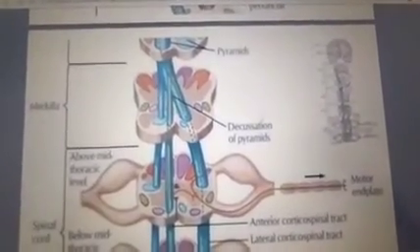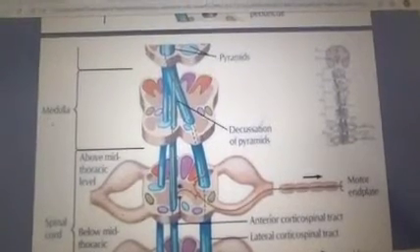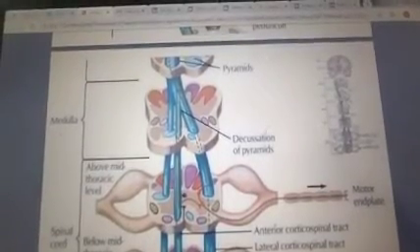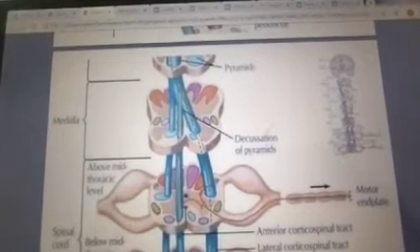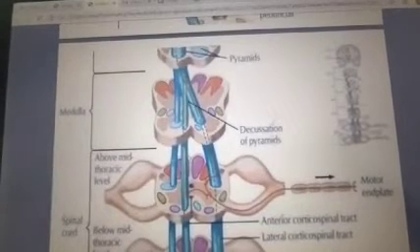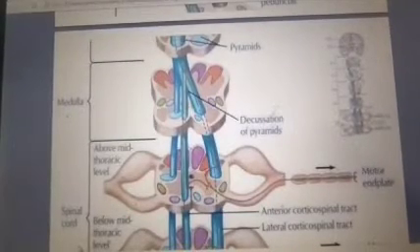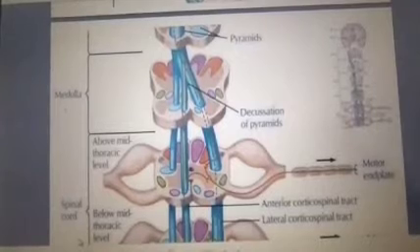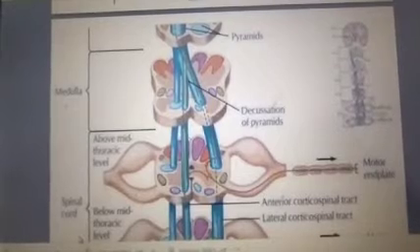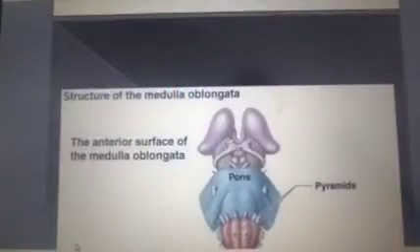From there the pyramid is getting formed and coming to the medulla, and from the medulla it is crossing over. At the medulla oblongata, 80% of fibers cross over to the opposite side and reach the spinal cord, and 20% of fibers go in the same direction, that is in the anterior part of the spinal cord, while others go in the lateral part of the spinal cord, and from there it is divided into different tracts. Whatever is coming for the anterior part is the anterior corticospinal tract, and whichever is coming for the lateral part is the lateral corticospinal tract. That we have already seen in detail.